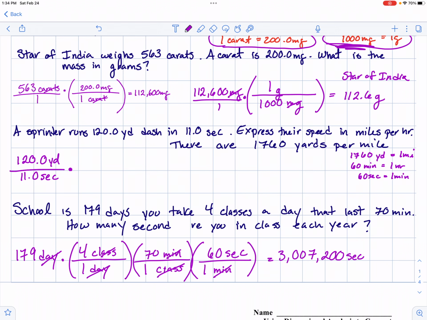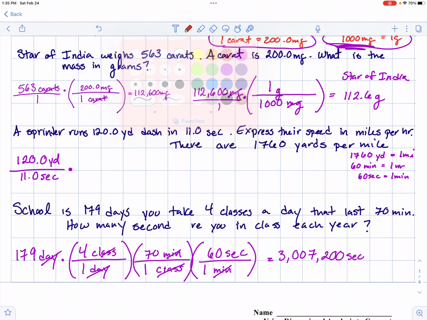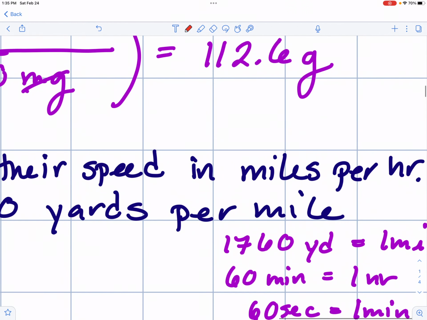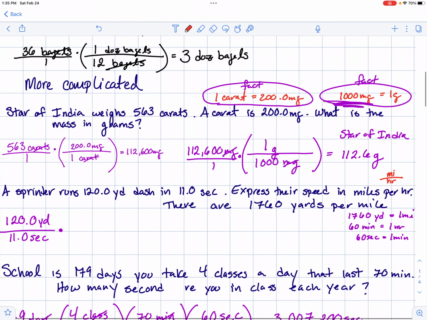I'm just going to start with yards on top, seconds on the bottom. I don't really care that there are numbers next to them. And then I'm going to use my first conversion factor, and I'm going to use this one over here because I want to go ahead and get into miles. Now, I want to express it in miles per hour. So when I think of miles per hour, mathematically, that's going to be miles over hour. So I want the miles unit to be on top and the hours unit to be on the bottom when I'm finished.